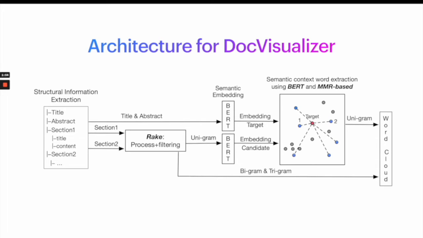So here's how we do that. First, we select the closest neighbor. And then for the second neighbor, we try to minimize the distance to the target while maximizing the distance from the first candidate we selected, to ensure diversity. After acquiring and filtering the unigrams, we will then put all three together to generate a word cloud.